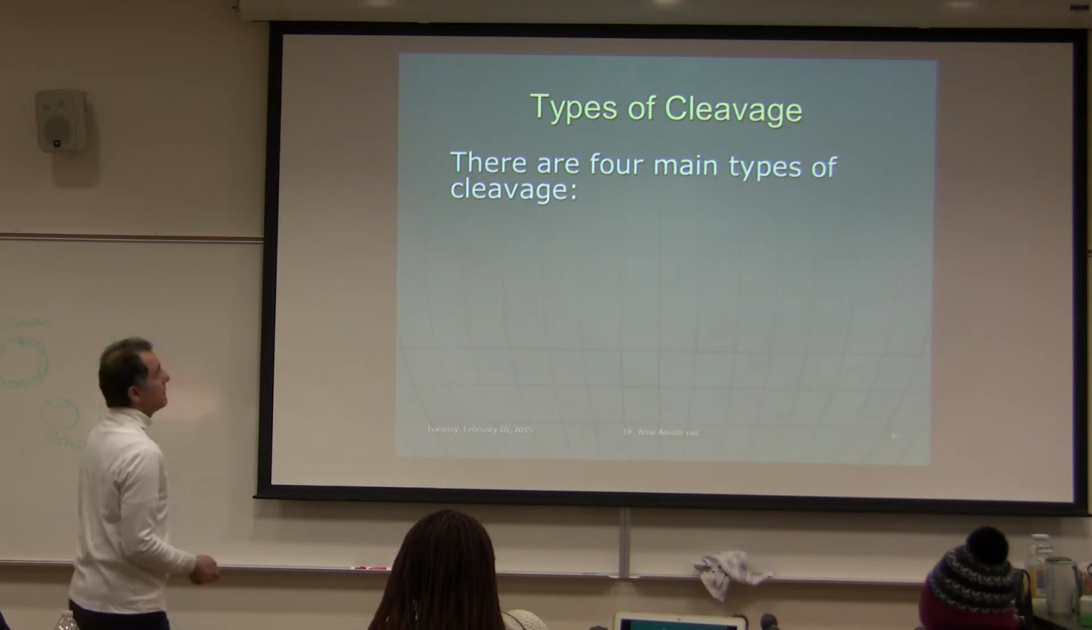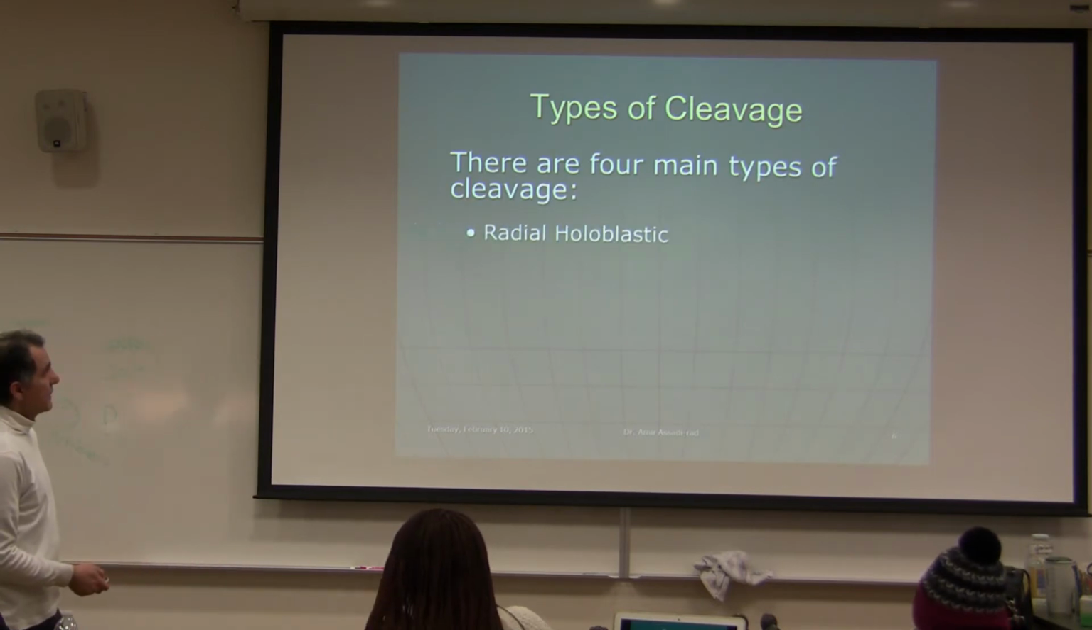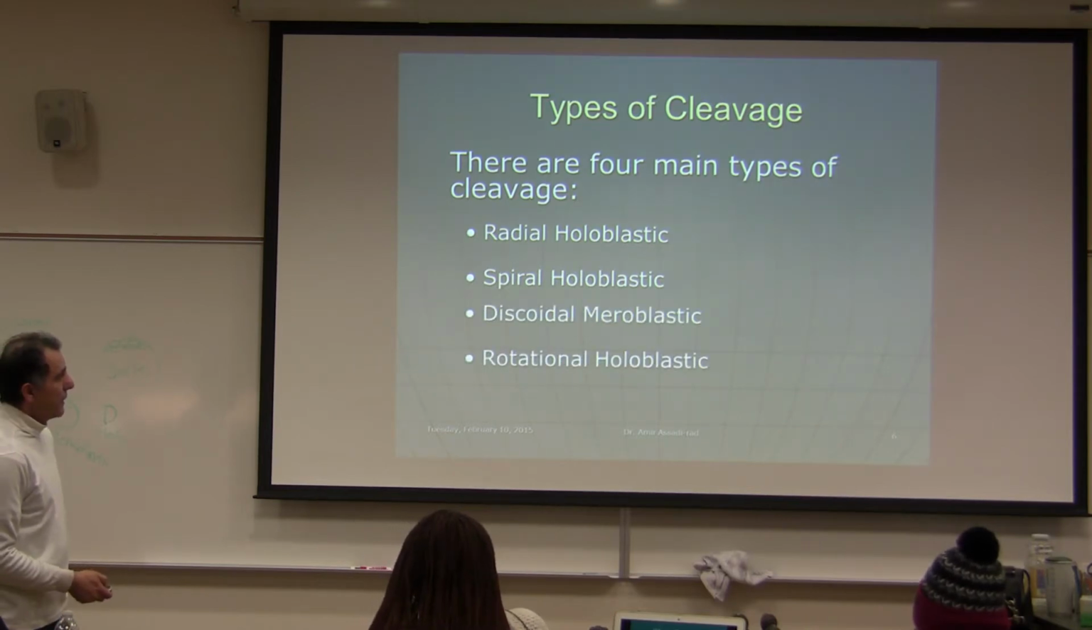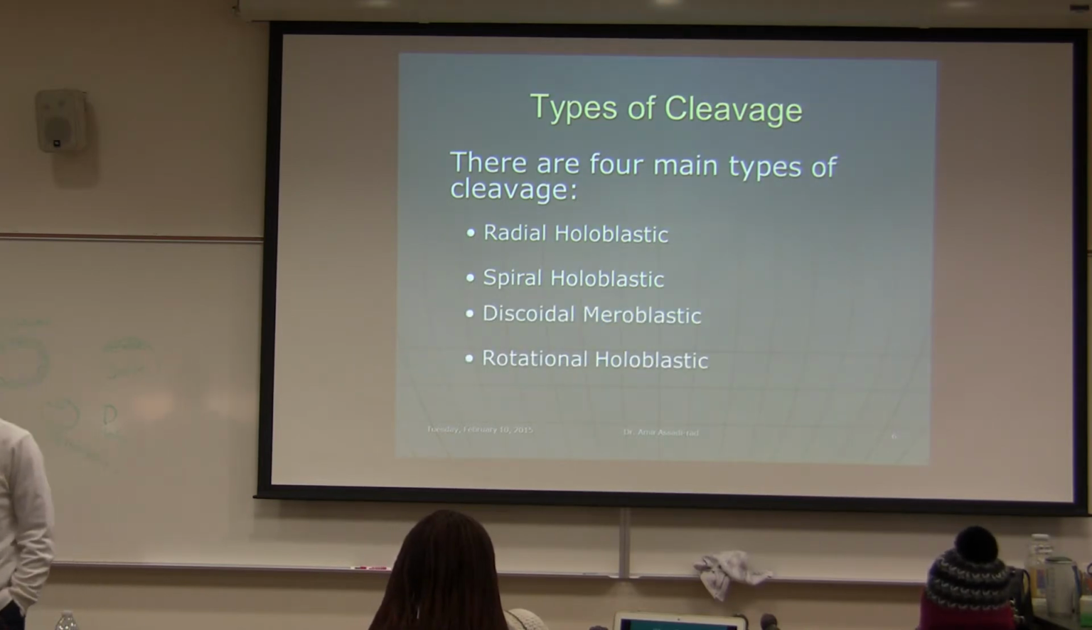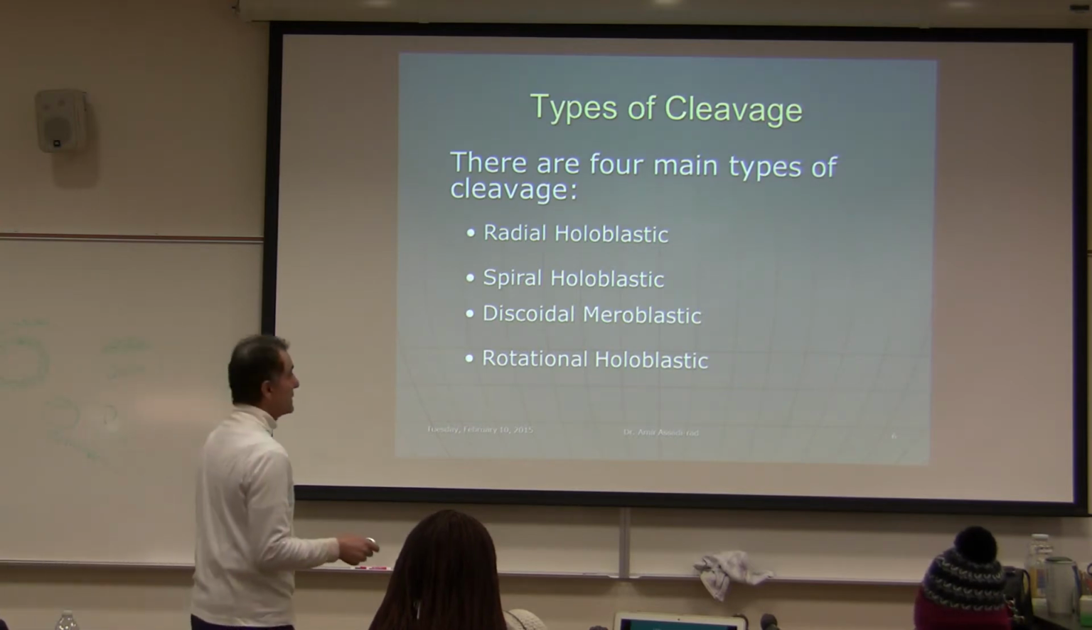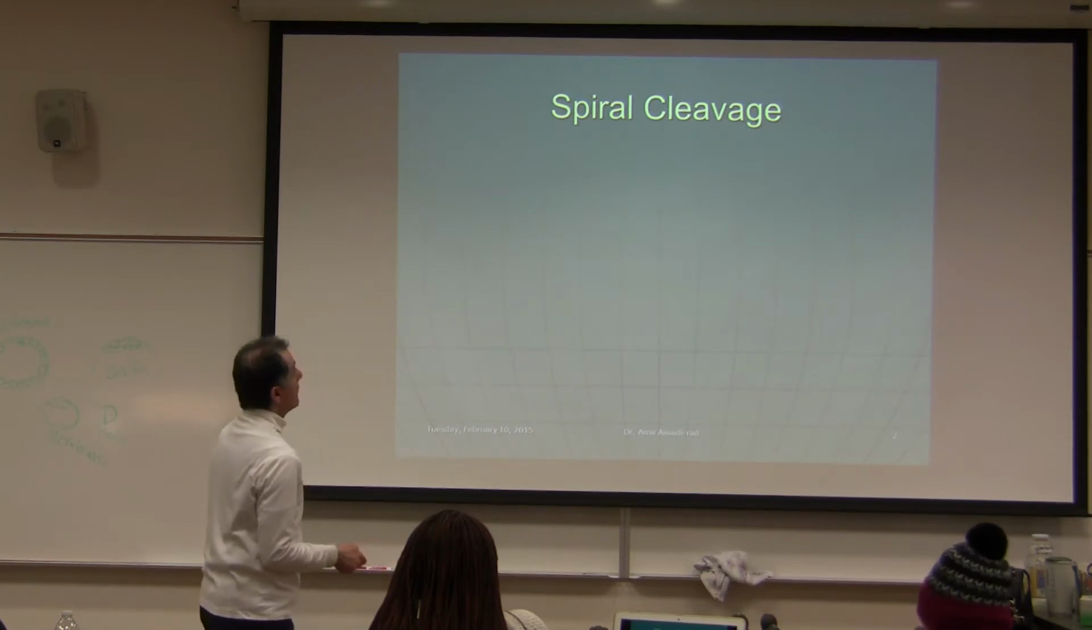And then types of cleavage. There are 4 main ones: radial, spiral, discoidal, and rotational. Those are the 4 main different types. There are 2 more, so it makes it 6, and I will go over that. Let's go over spiral cleavage.